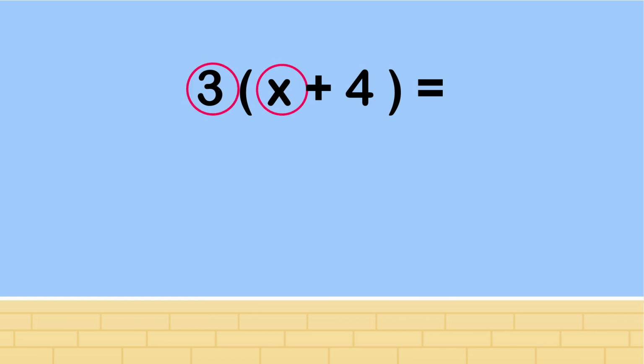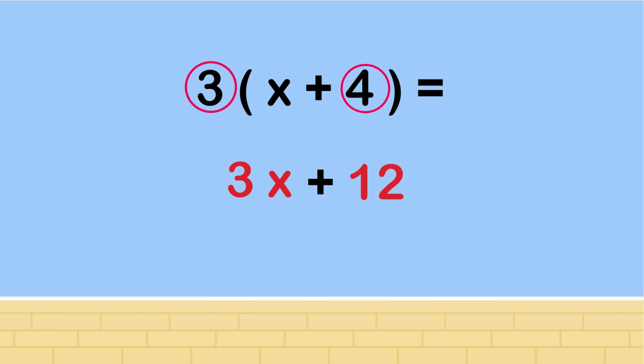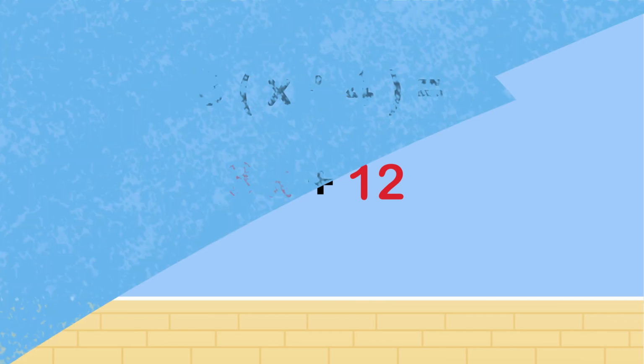We multiply 3 by x, that is 3x. Then we multiply 3 by 4, which is 12. The answer is 3x + 12. This is the expanded form of the bracket. And that's it. Easy, right?